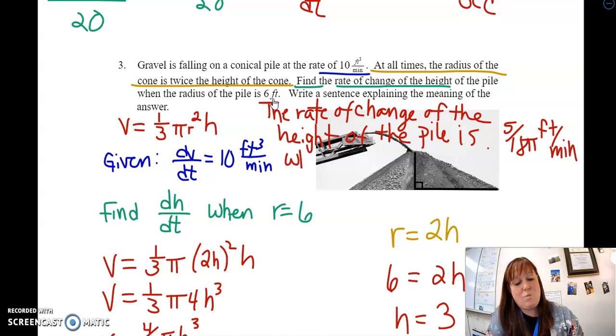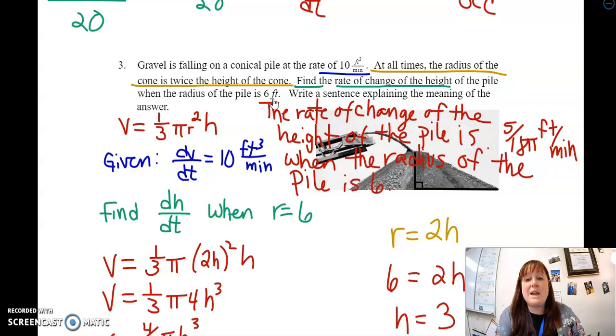And that's when we'll say when the radius of the pile is 6. Because remember, the rate of change of that height is constantly changing. So I have to tell when I'm talking about the rate of change. So the rate of change of the height of the pile is 5 over 18 pi feet per minute when the radius of the pile is 6.